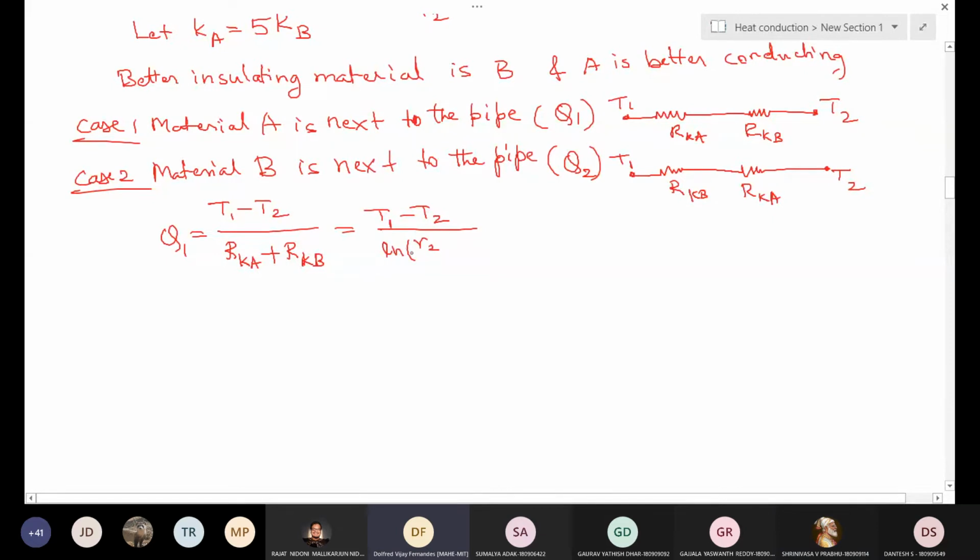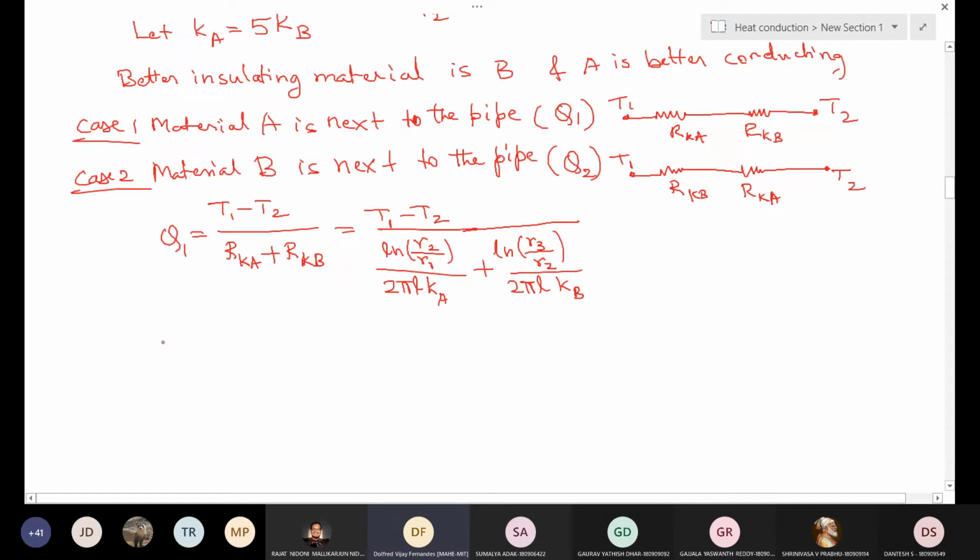ln R2 divided by R1 divided by 2 pi L KA, thermal conductivity of material A, and then we have ln R3 divided by R2 divided by 2 pi L KB. This is Q1. Okay. So if you want, you can further simplify this one. So you can take 2 pi L to the numerator and all. Okay, I will keep as it is.